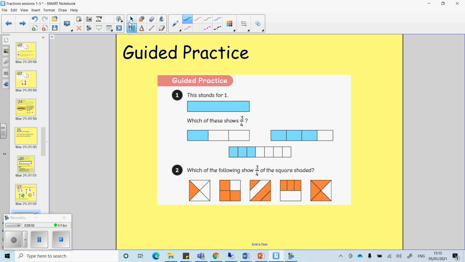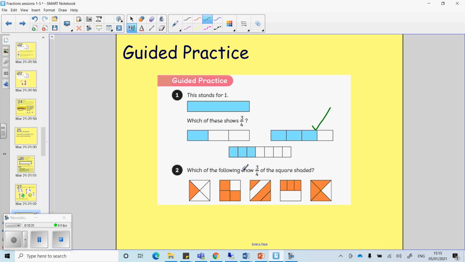Okay, practice. This strip of paper, or this rectangle, stands for 1. 1 whole piece of paper. Which of these shows 3/4? 3 parts out of 4 equal parts. I'll let you have a think about that. You can pause it if you need to. And this one shows our 3, 1, 2, 3 out of 1, 2, 3, 4. And they are all equal.